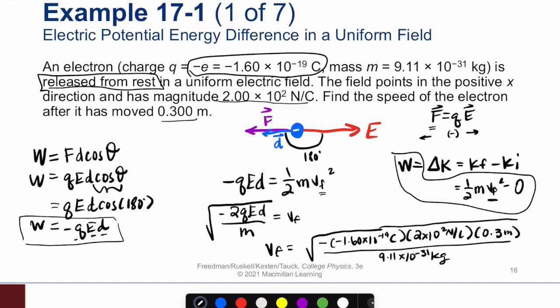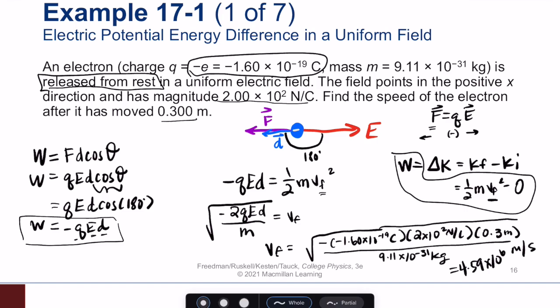Plug all that into the calculator. And we get 4.59 times 10 to the 6 meters per second. Okay? Not too bad, right?